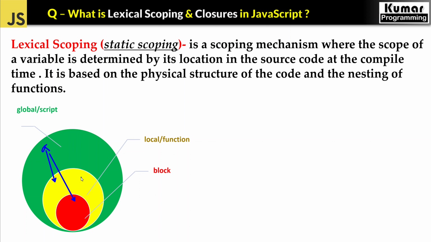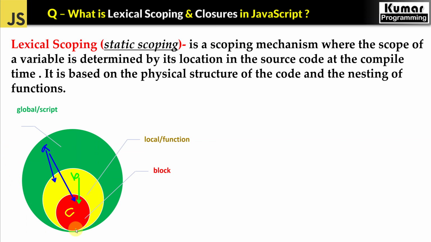Okay, and if we have declared a variable inside our local scope, suppose here I have created a variable b, then this variable b will be accessible throughout this local scope as well as inside this block scope, right? And if I have created a variable c inside our block scope, then this variable c will be accessible inside this block only, right? And this variable c will not be accessible inside the local block as well as inside the global block.